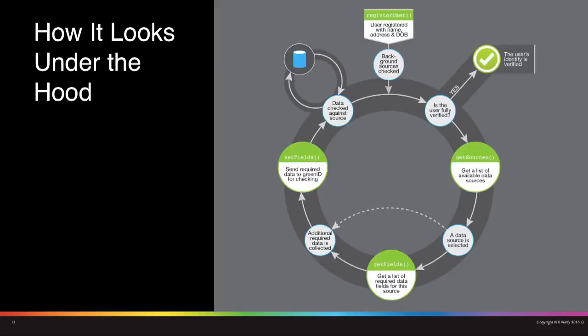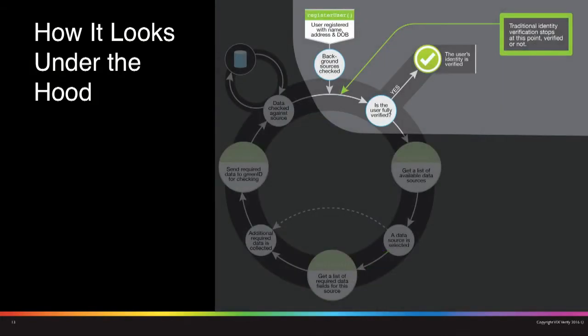All right, so being a technical audience, let's take a bit of a look under the hood at how that works. So we basically start with a registration call, which collects the minimal data set that we need for identity verification. As I said before, that's then checked against the background sources, and if the verification process is finalised, then you're done and you can exit back to your own business process. If not, we then move to the get sources call.